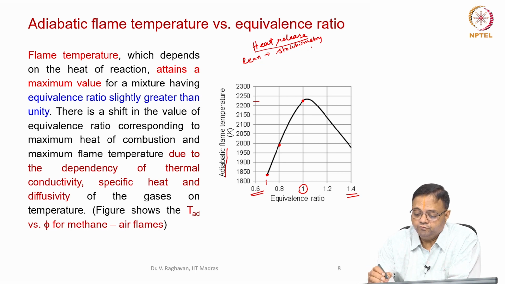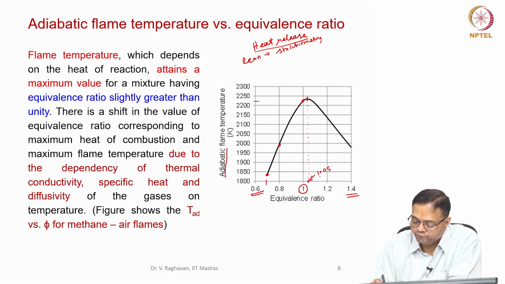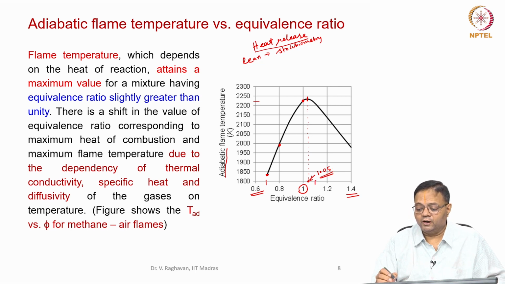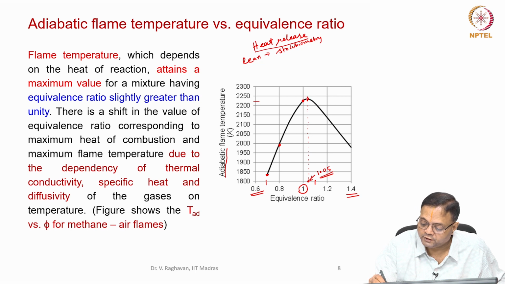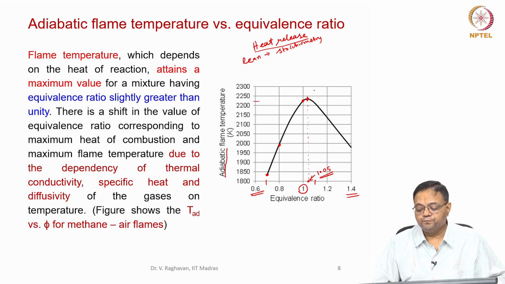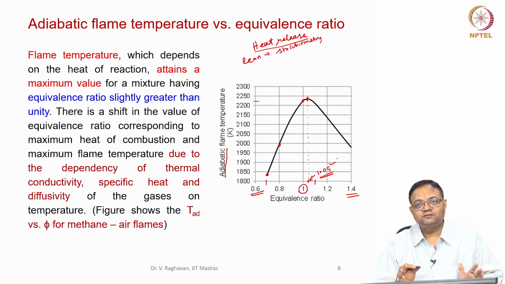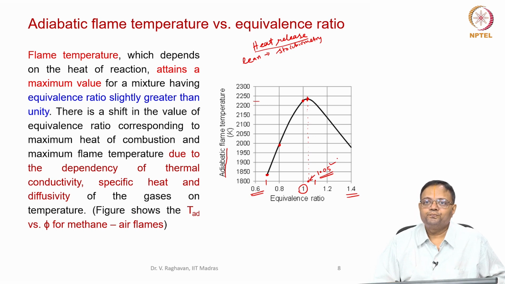But flame temperature should also follow that, no? But it does not. It reaches the maximum at a slightly rich condition. For methane, it is around 1.05, around that. So, you can see that the maximum flame temperature is reached at an equivalence ratio slightly rich of the stoichiometry, that is, phi equal to 1.05.